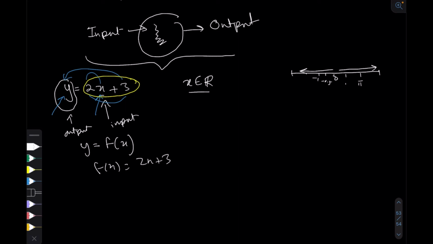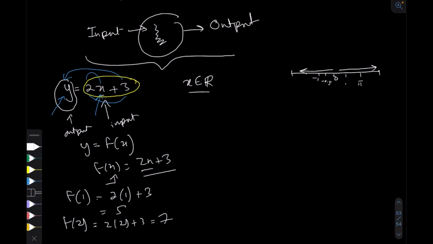Whatever x is, you take that input, multiply it by 2, and then add 3 to it. So for example, if I say what is f of 1, just replace x with 1. This would be 2 plus 3, which is 5. If I say what's f of 2, it would be 2 times 2 plus 3, which is 7.